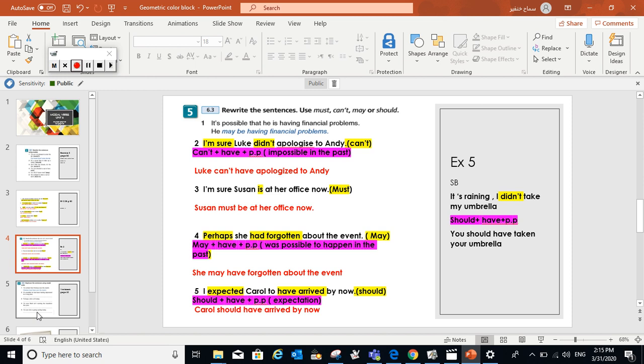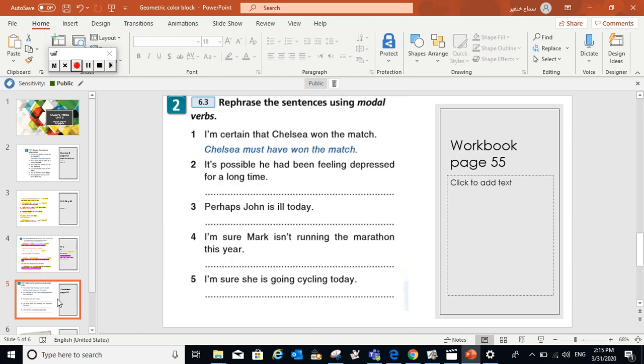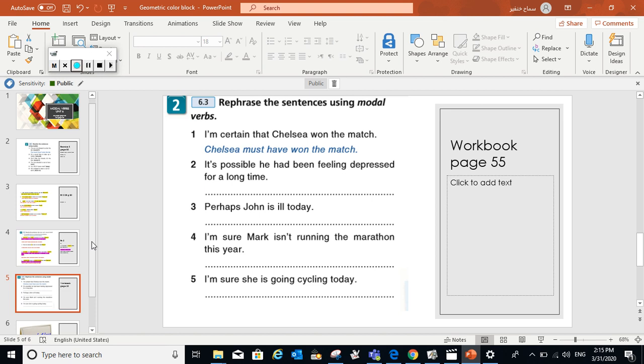Now let's move on to the workbook, page 55, exercise number 2. So page 55, exercise number 2. I'm certain Chelsea won the match. Okay, we are going to use must here because my original sentence is in the past. So modal verb plus have plus PP. So it's the same rule.